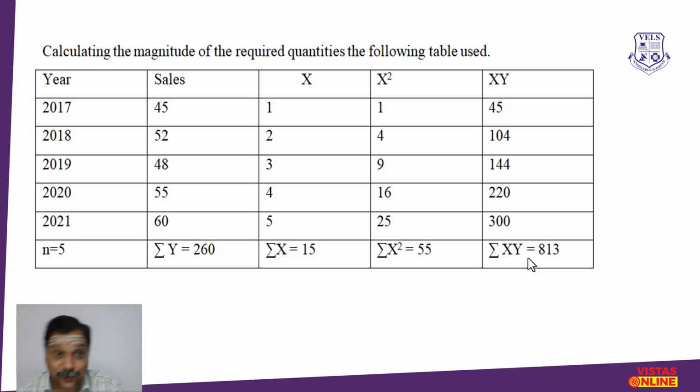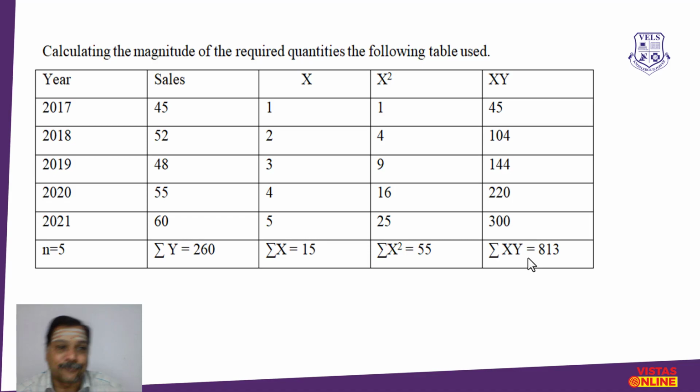Then what is xy? Second column is y, third column is x. Multiply the second column with the third column, we can get the xy. 45 into 1, 45. 52 into 2 is 104. 48 into 3 is 144. And 55 into 4 is 220. And 60 into 5, 300. So the rest of the 3, x, x square and xy, we have calculated.